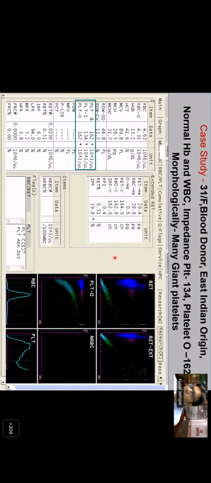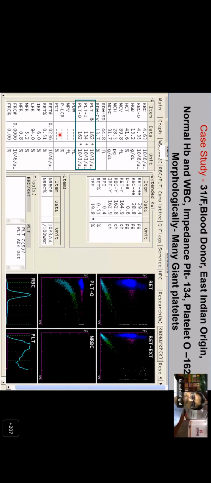There are certain conditions where optical is useful. In most conditions, impedance is good. In thrombocytopenic patients, especially when there is peripheral destruction like dengue or viral infections, where the marrow is producing giant platelets you're seeing on the smear, sometimes the optical is better, and I'll show you some cases.